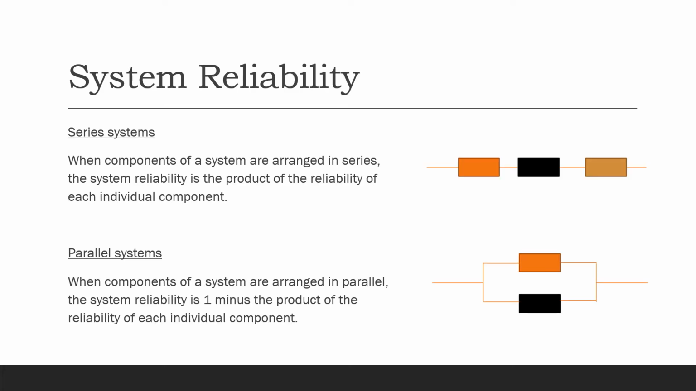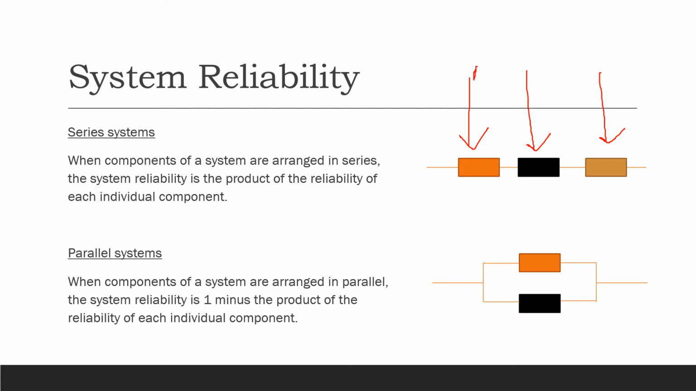Now, system reliability. We have two different arrangements of the system. Take a look at the series; it looks like this in the diagram. These components are arranged one after another. When the components of a system are arranged in series, the system reliability is the product of the reliability of each individual component. The system is made of components, therefore the system reliability is determined by the reliability of each individual component.